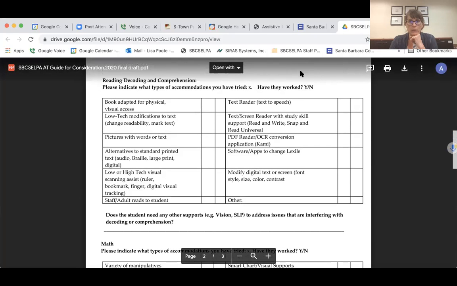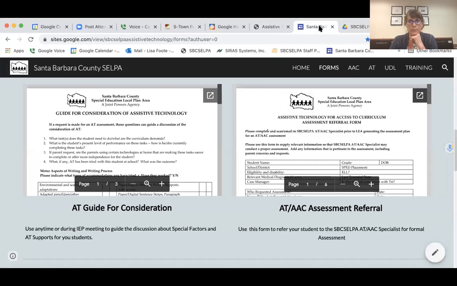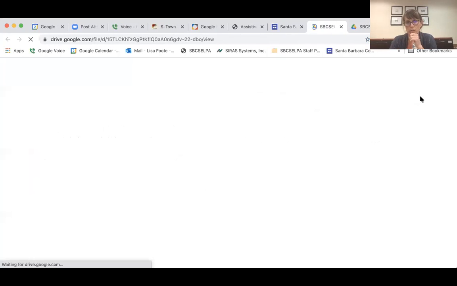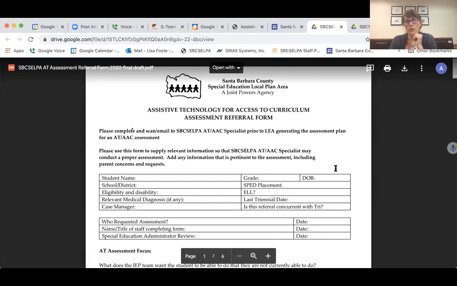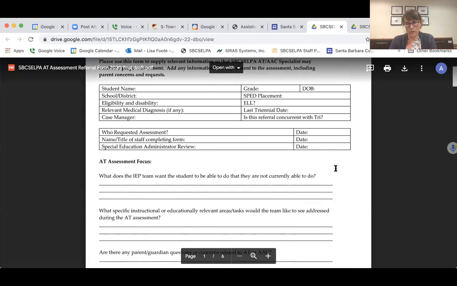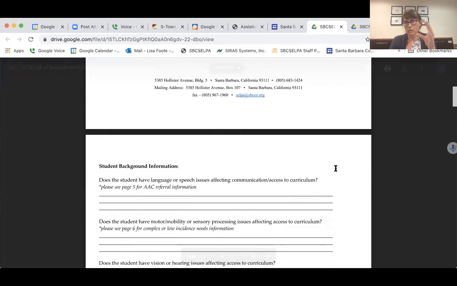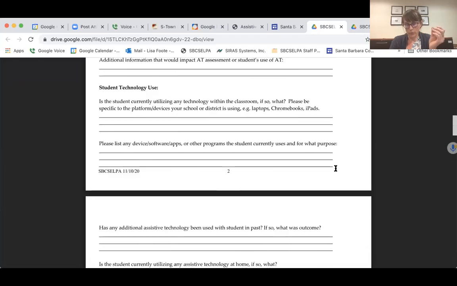So that's something you can use at any time. And if you're sitting around at the IEP, you can also have this out, and it kind of matches the accommodations as well. If it gets into needing an assessment, then this is the assessment referral form, which is a little bit more involved. It has more detail on the assessment focus, and it's a bigger snapshot of what the student is doing every day and their present levels, boiled down into a referral form.